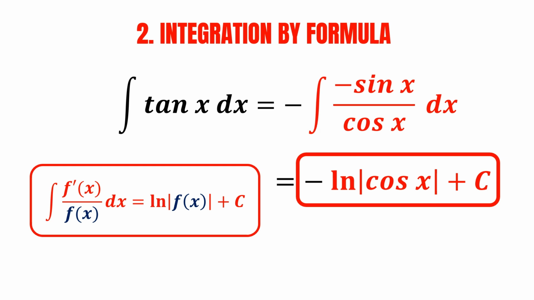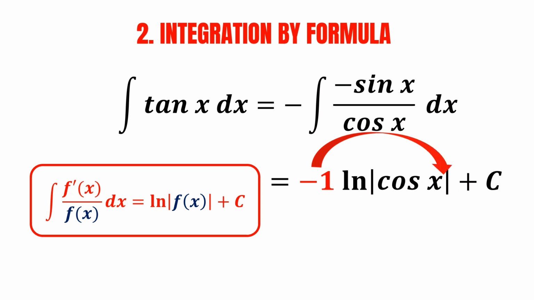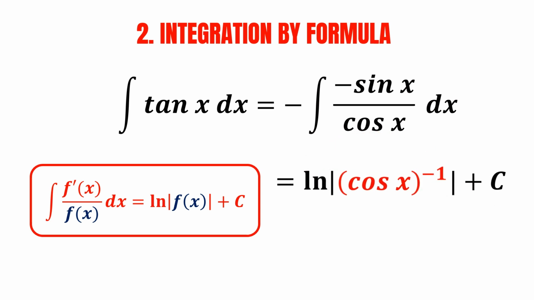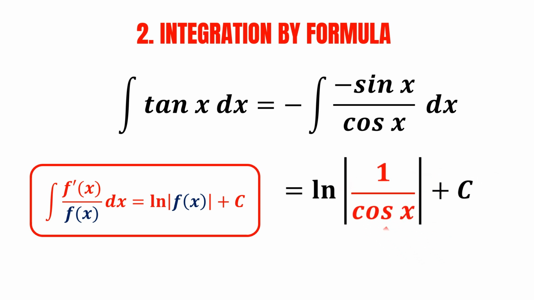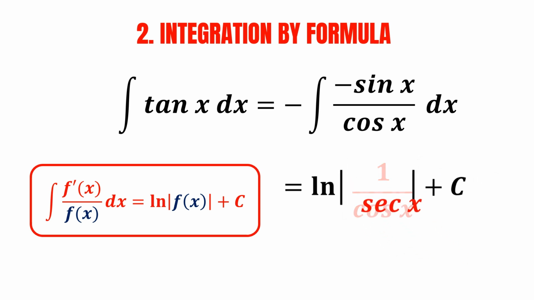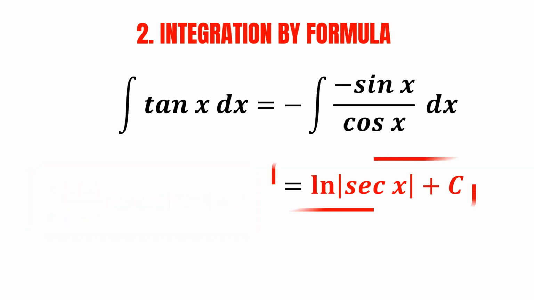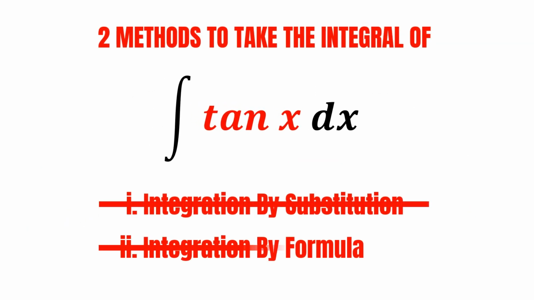The only difference is that we're left with rearranging this expression to obtain our final answer, so we proceed to rearrange it just exactly as we did earlier. We bring the negative 1 to the exponent of cosine x, replace the cosine x raised to the power of negative 1 by 1 over cosine x, and finally replace it by secant x. And we got our final answer. Congratulations! We have finally discovered the integral of tangent x using both methods, substitution and the formula.